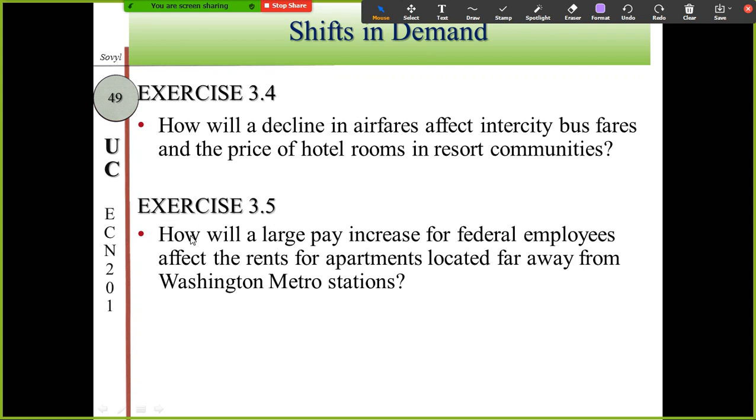Exercise 3.5. How will a large pay increase of federal employees affect the rent for apartments located away from Washington? Maybe this is not good for you. Maybe we can skip it. This is for the United States. Washington Metro stations.